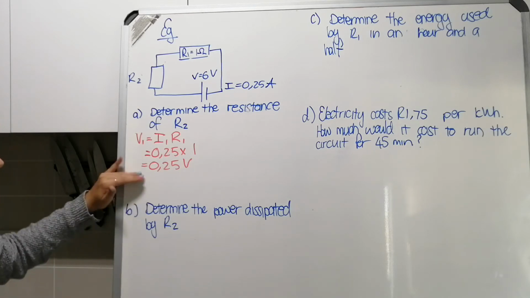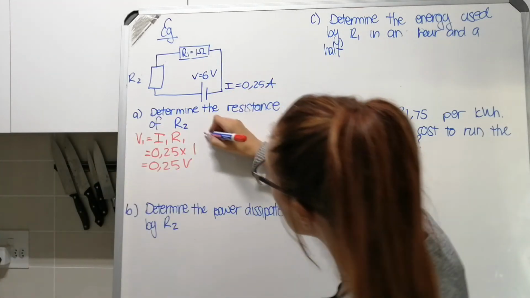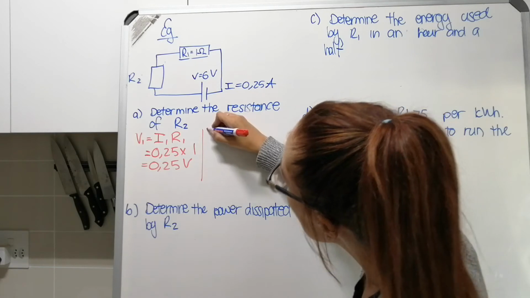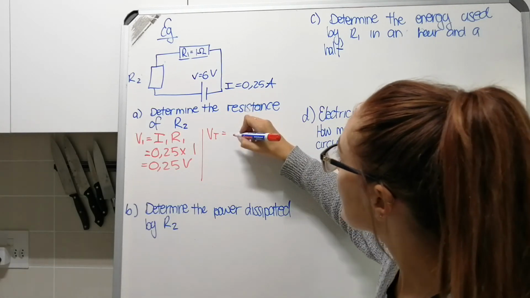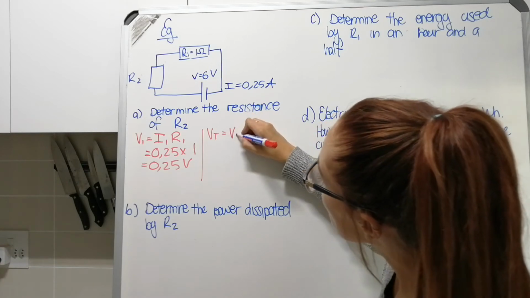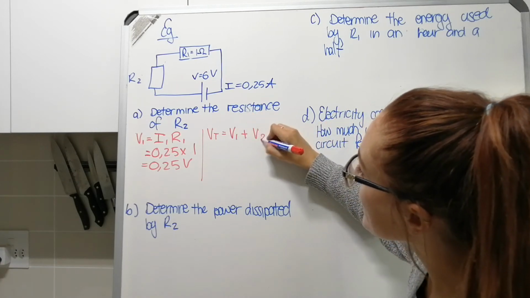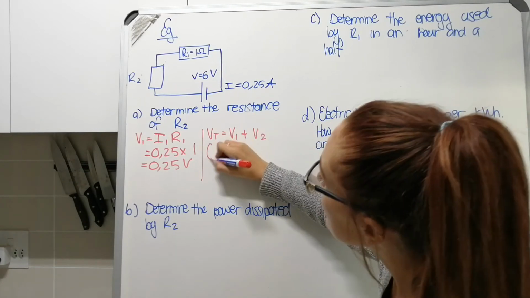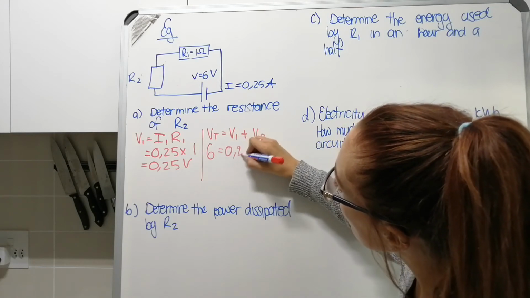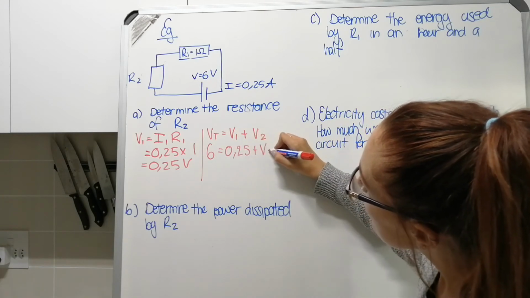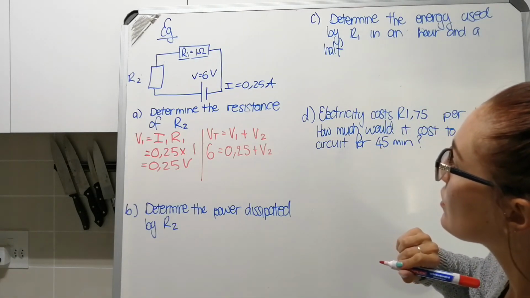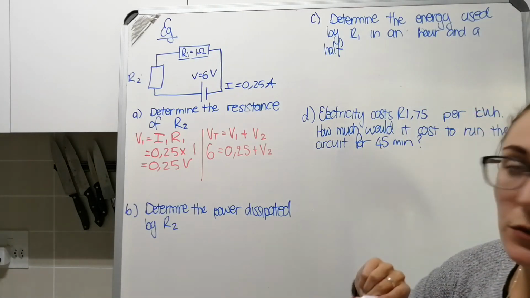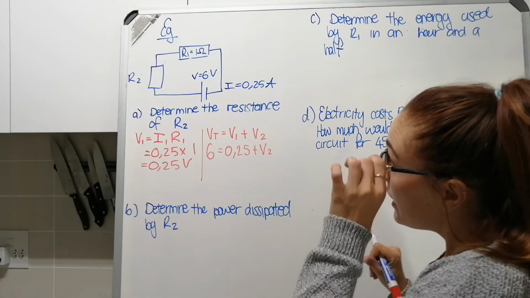I haven't budgeted enough space, so I'm moving over this side. Because my total potential difference must equal the potential of resistor 1 plus the potential of resistor 2, that means 6 volts must equal 0.25 plus V2. What am I doing? Why am I going with such a long route? Oh, well, it's fine. We'll carry on doing it with this route.